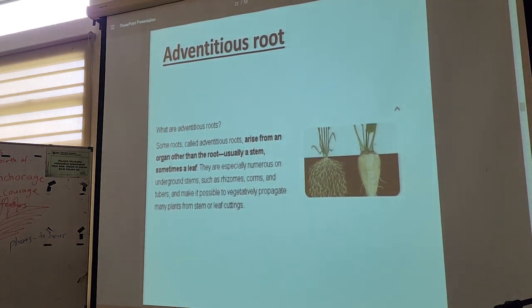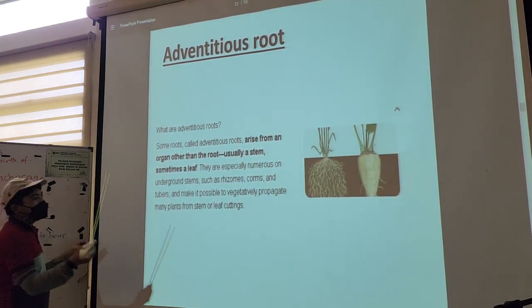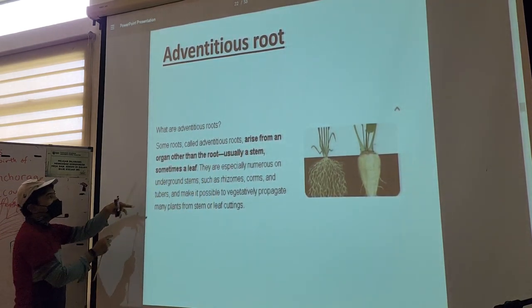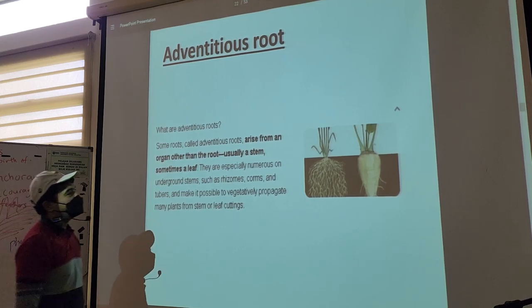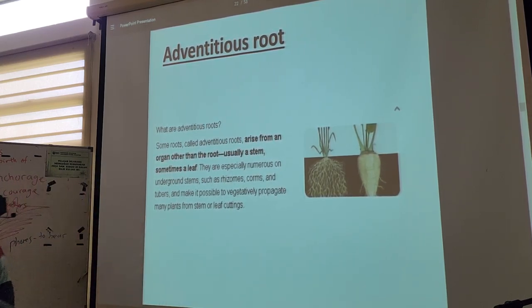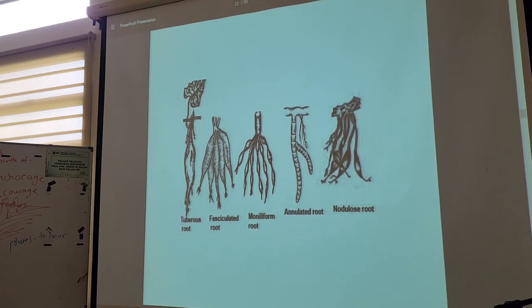All right, so now we deal with the adventitious roots. Look at the definition. Arise from an organ other than the root. Anywhere. It can be from the stem. It can be from the branch, the twig, the base, anything. As long as it's not coming from the radical, it is adventitious root. What is it, Emily? Akar luar biasa. Akar luar biasa.